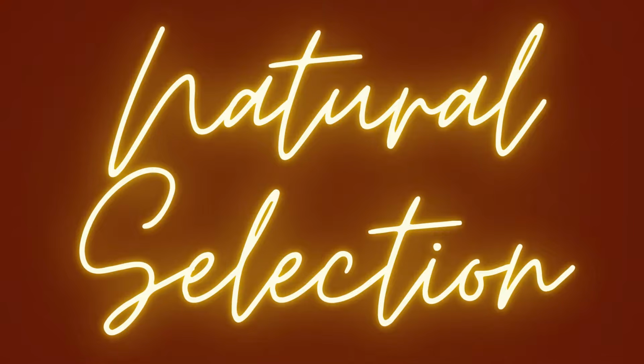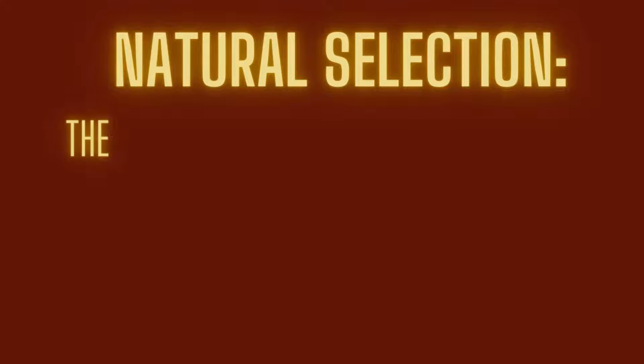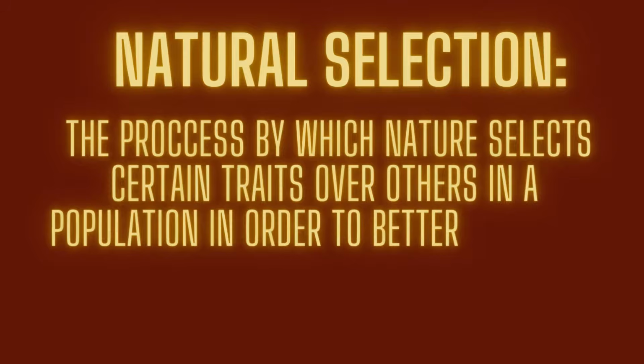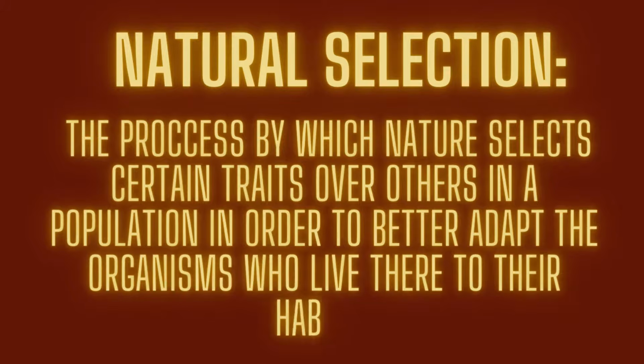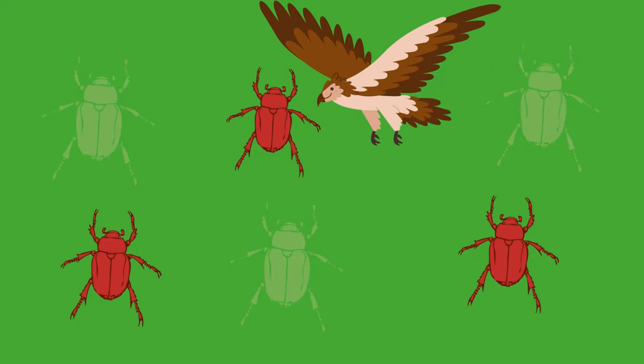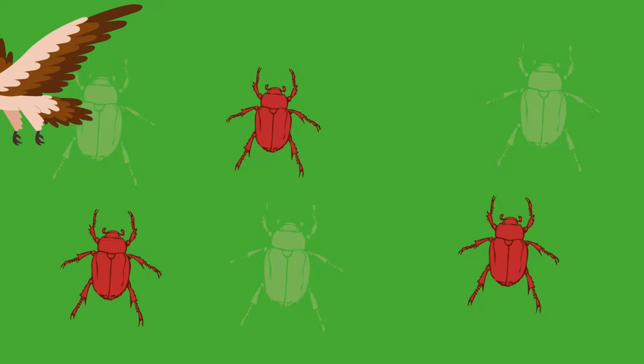Now, finally, we come to natural selection. Natural selection is the process by which nature selects certain traits over others in a population in order to better adapt the organisms who live there to their habitat. For example, let's say that there's a beautiful grassland with both green and red beetles living there. One day, a bird comes along and is searching for some beetles to eat.